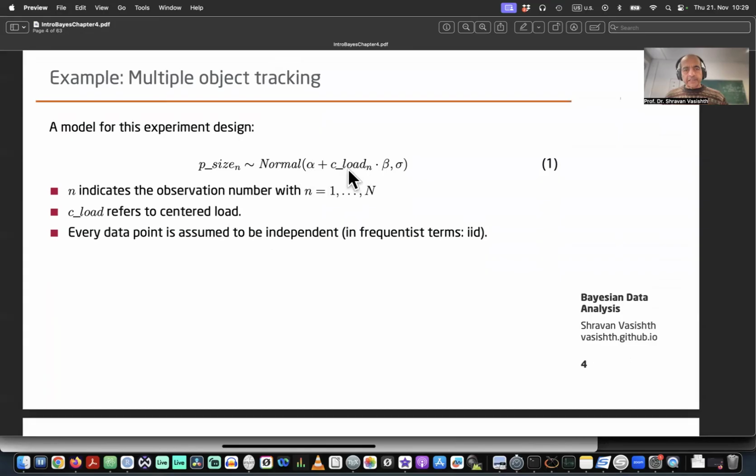And what I've got here is centered load. I'll just explain that in a moment. But we're going to always center the predictor whenever we fit these linear models. The rest is all clear because we have a Gaussian distribution.